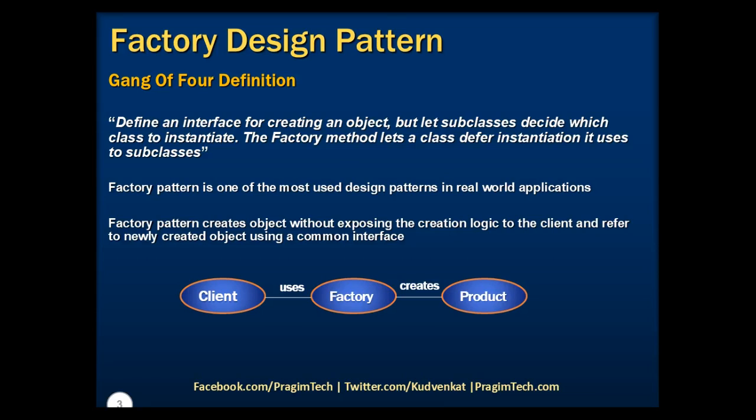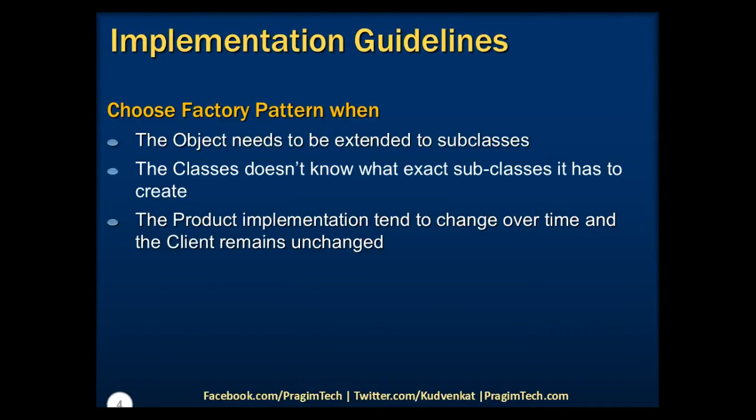Now, let's take a look at the implementation guidelines. The first thing which goes in our mind is when to use this pattern. We need to choose factory pattern when the object needs to be extended to subclasses, the classes don't know what exact subclasses they have to create, and the product implementation tends to change over time and the client remains unchanged. These are some of the scenarios where we need to choose factory design pattern. If this is confusing at this moment, don't worry. We are going to take a deep dive on implementing these points using a simple example.